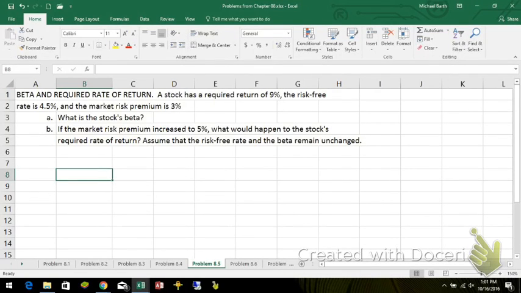This is problem 8.5 from Brigham and Houston's Fundamentals of Financial Management, Concise 9th Edition. Again, we're just calculating expected or required rates of return based on the capital asset pricing model inputs. All right, so a stock has a required rate of return of 9%, its risk-free rate is 4.5%, and the market risk premium is 3%. What's the stock's beta?